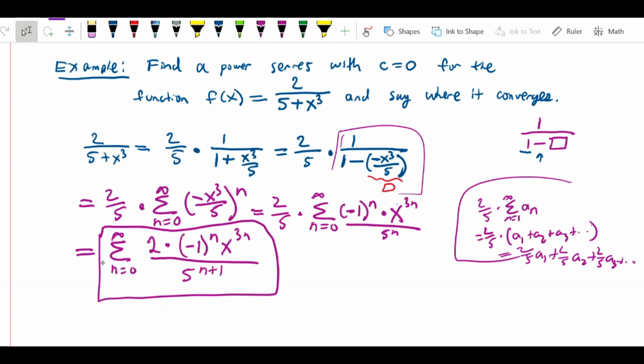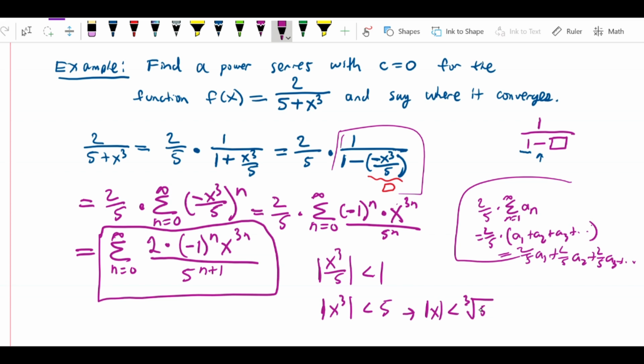And where does it converge? It's going to converge for any place where the absolute value of x cubed over 5 is less than 1. That gives me the absolute value of x cubed is less than 5. Or finally, I can write just that the absolute value of x is less than the cube root of 5. That's really the correct way to write that. So it converges for all values of x such that the absolute value of x is less than the cube root of 5. This is where the series converges.